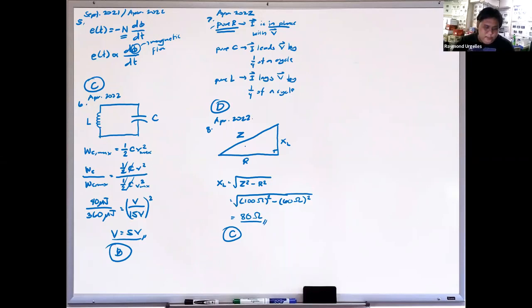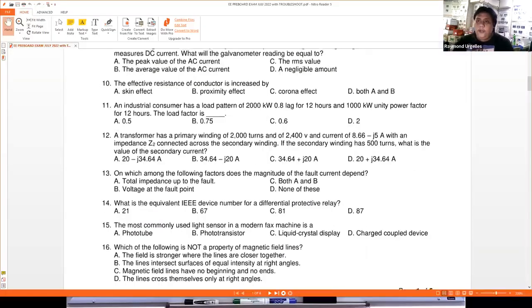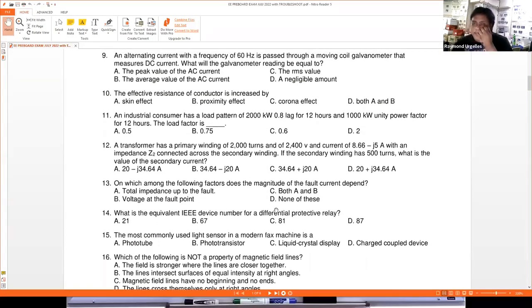Number 9. This problem is honestly a bit confusing, but we will follow the reference here. It came out in April 2022. We have an alternating current with a frequency of 60 Hz passed through a moving coil galvanometer that measures DC current. That means what the galvanometer measures is the average value. Some of you probably answered letter B, the average value of the AC current, but that's wrong.